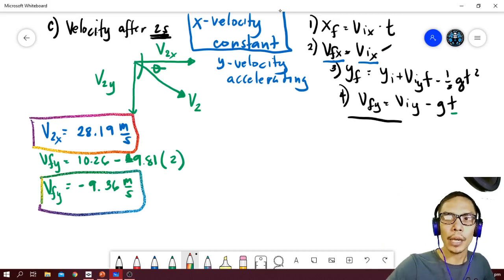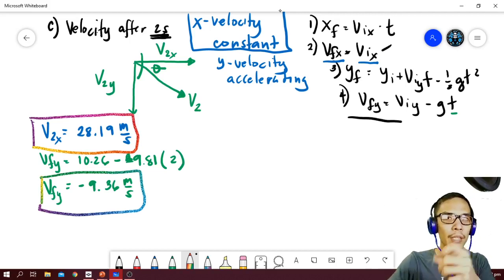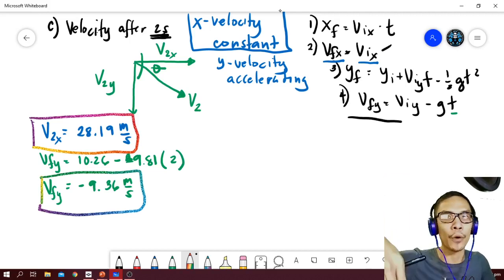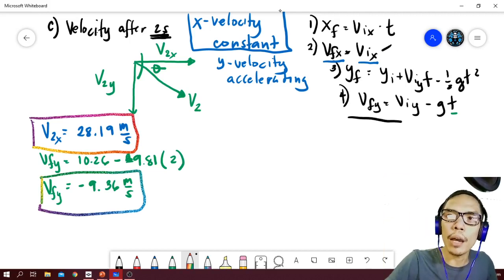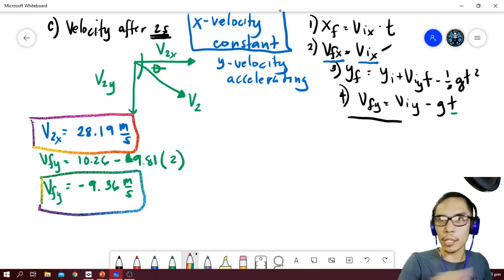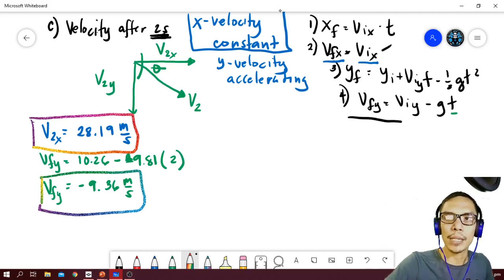So it is moving to the ground because that is negative. The velocity is negative. It indicates the direction of the object. It is going down. Meanwhile, the horizontal motion is still positive because that is constant. It is moving forward. It always moves forward. So that is positive.